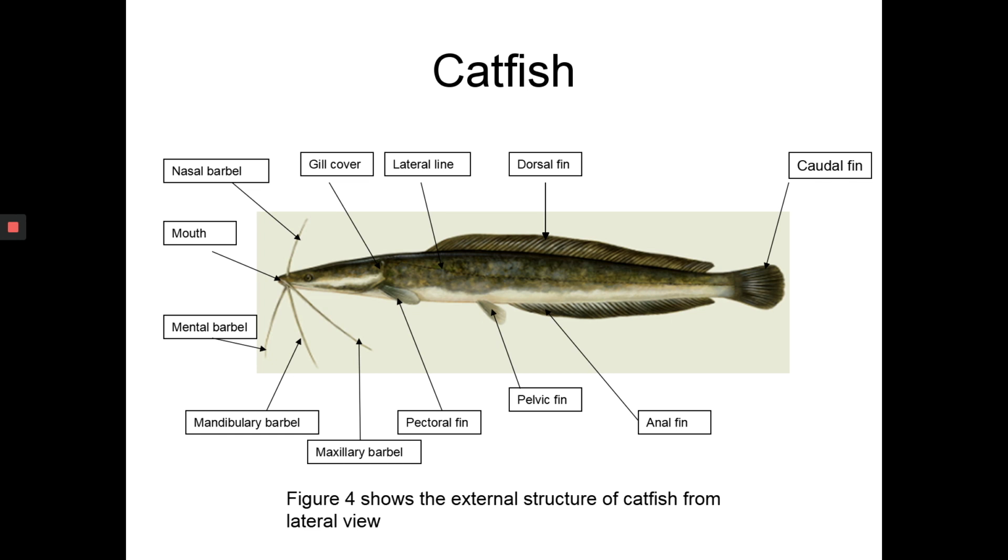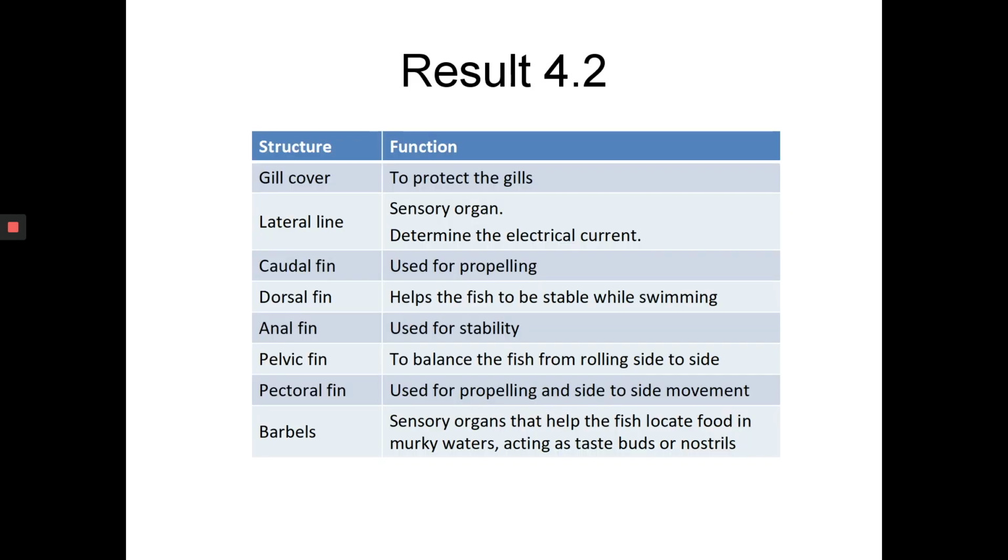So catfish has an extra structure. We call that a barbel. There are four types of barbel: nasal barbel, mental barbel, mandibulary barbel, and maxillary barbel. So what is the function of that structure?